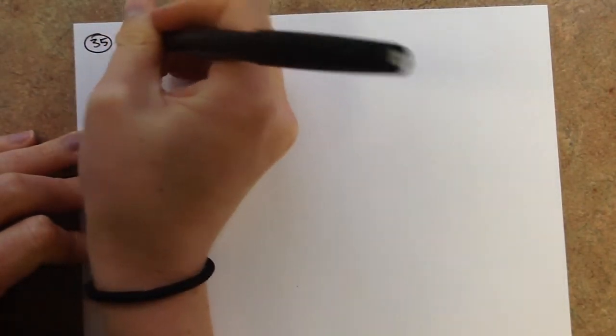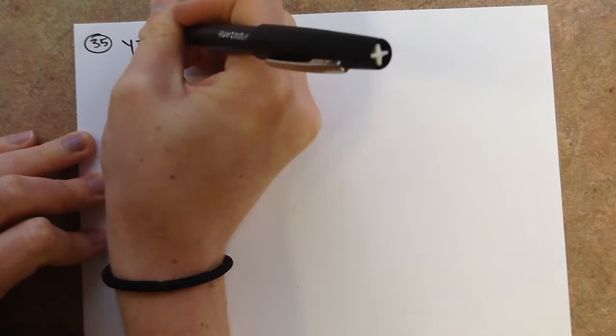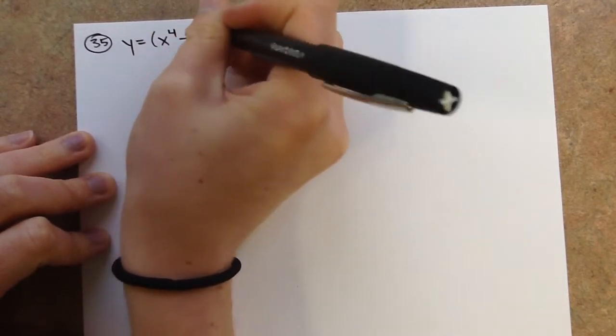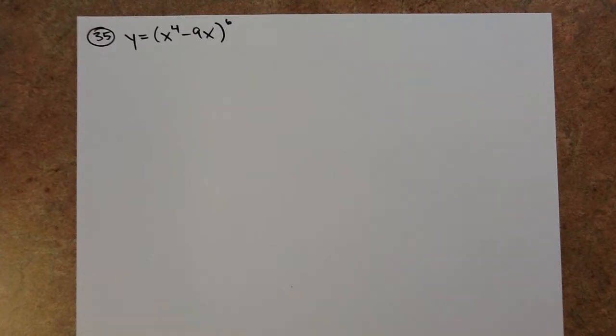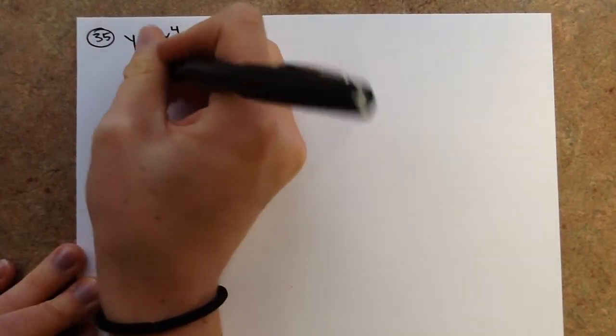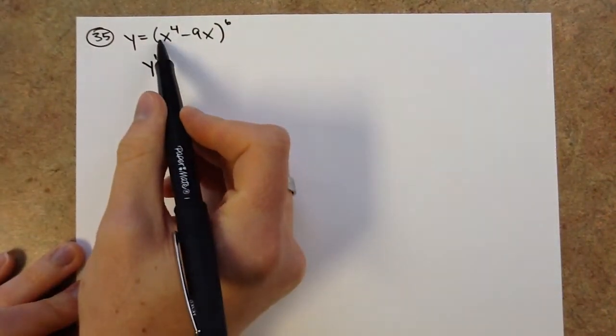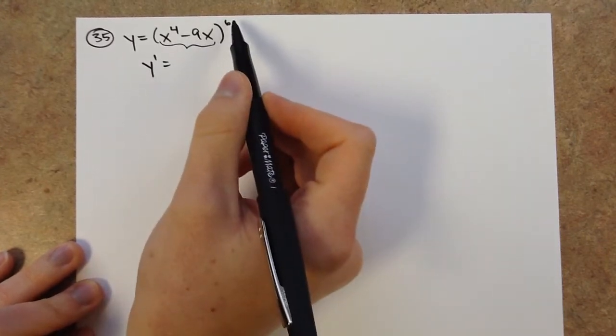So starting with number 35, we've got y equals, so this one, we did a bunch of these review problems before the first half of chapter 3, and then we stopped. There weren't very many we were able to do because most of them require the chain rule, starting with this one, which we didn't do until this chapter. So here is our original function. The main function is some quantity raised to the sixth.